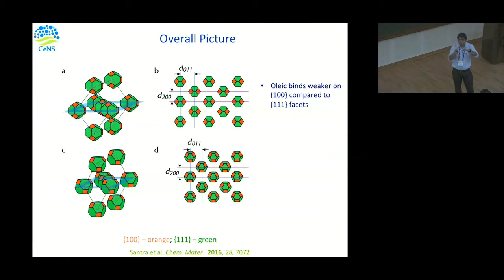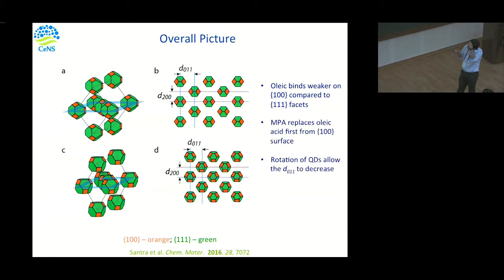Now at two facets, if we look across this lead sulfide, if we look at the 100 phase or 111, the distance between two lead atoms is different. And the oleic acid, that's why they bind with different strength. So when we treat with this molecule, it first represents from the 100 facets. So that's the orange facets.